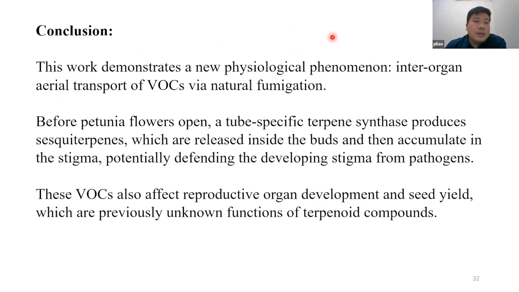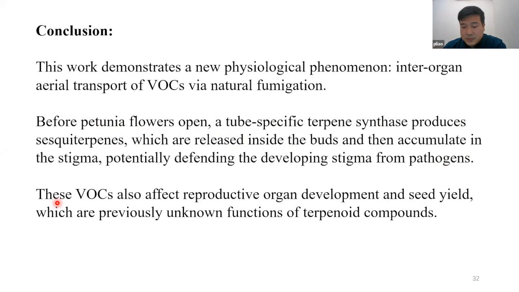The major conclusion from this study is that it demonstrated a new physiological phenomenon, inter-organ aerial transport of terpenoid VOCs through natural fumigation. Before the petunia flower opens, a tube-specific terpene synthase produces the sesquiterpenes, which are released inside the buds and then accumulated in the stigma, potentially defending the developing stigma from pathogens. These VOCs also affect reproductive organ development and seed yield, which are previously unknown functions of terpene compounds.